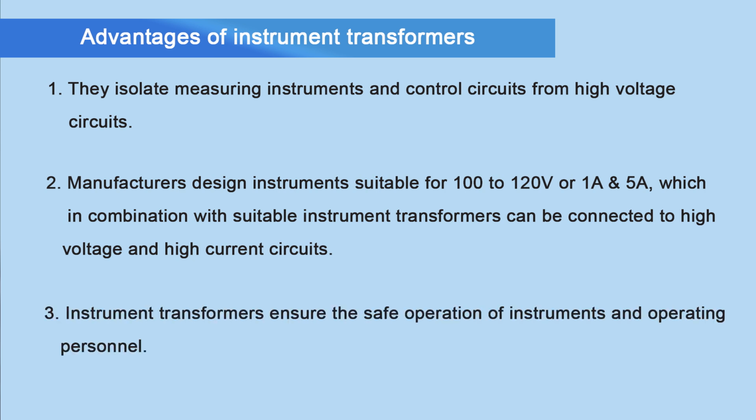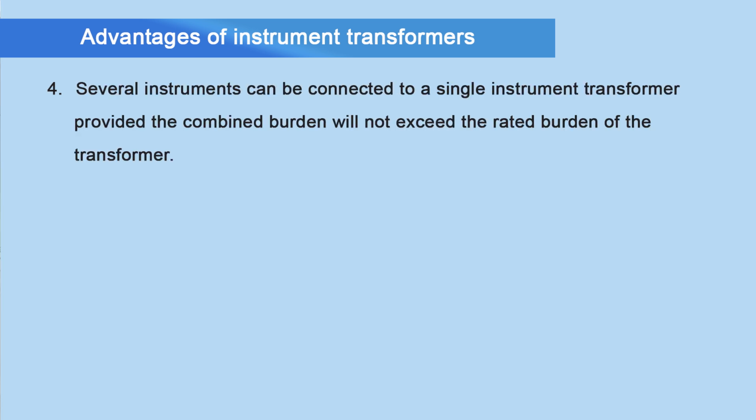Also, the instrument transformers ensure the safe operation of instruments and operating personnel. So they are also used as a safety precaution measure. The fourth one is that several instruments can be connected to a single instrument transformer, provided the combined burden does not exceed the rated burden of the transformer. So this one is the fourth advantage of an instrument transformer.